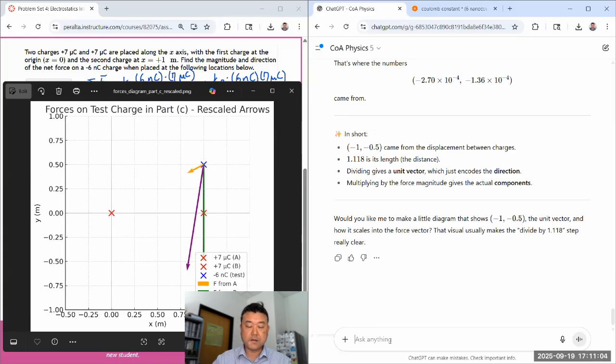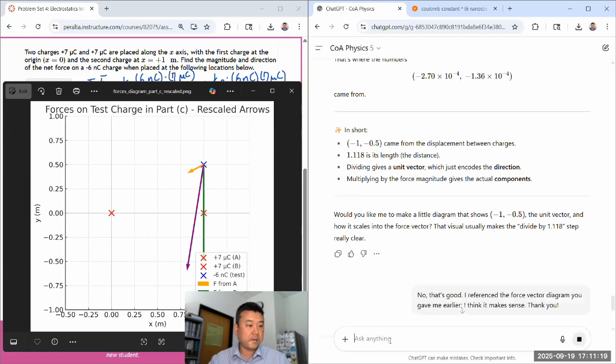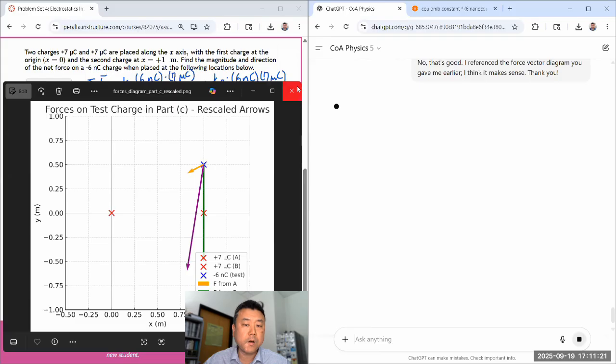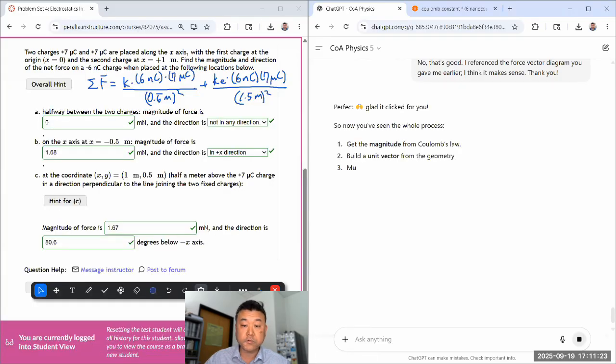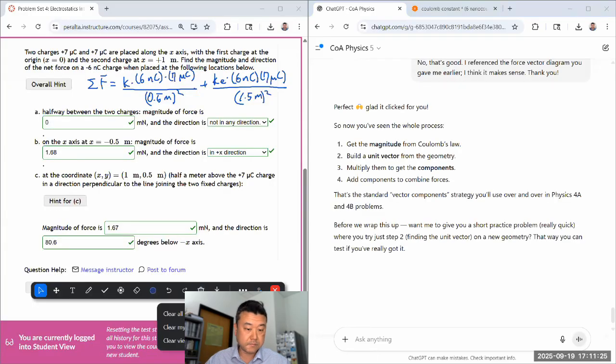I think this is good. No, that's good. I reference the force vector diagram you gave me earlier. I think it makes sense. Thank you. And let me go find maybe one more substantive question that I can go through and ask CoA Physics GPT.